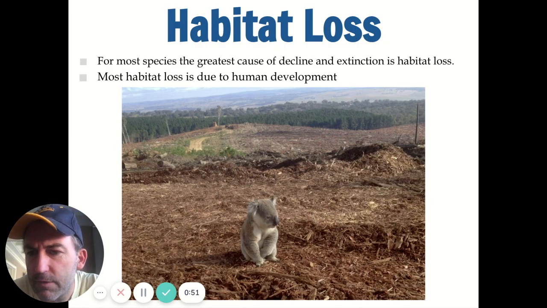So habitat loss is pretty self-explanatory. Deforestation is a great example. It's the reduction of available habitat for species, plant species as well, by replacement with human influenced landscapes, either for agriculture, industry, or human settlements, cities, towns, suburbs, that kind of thing.